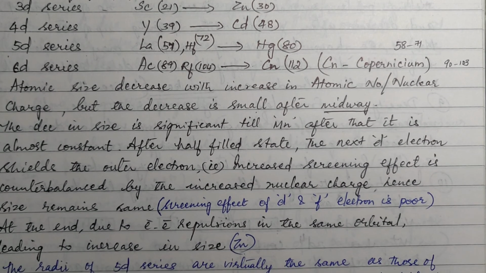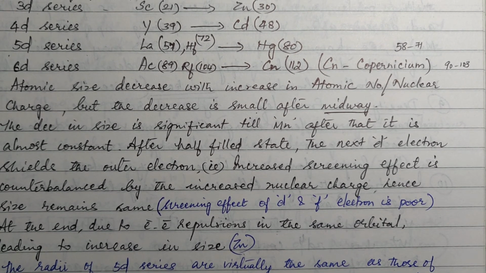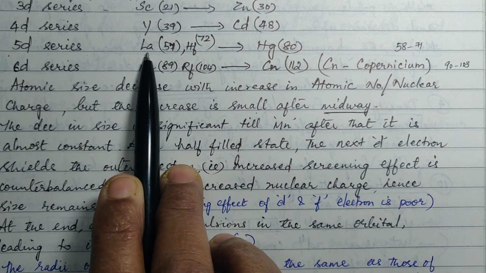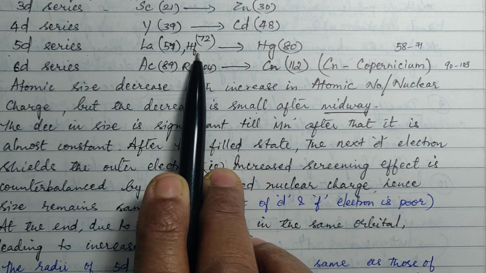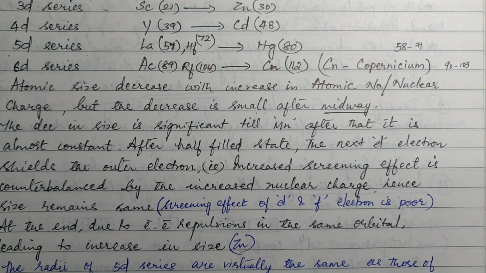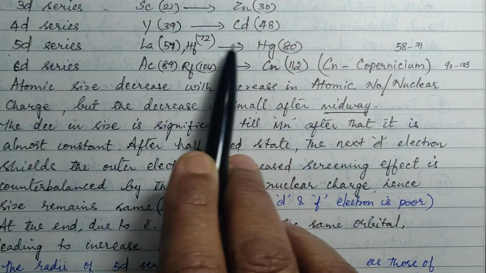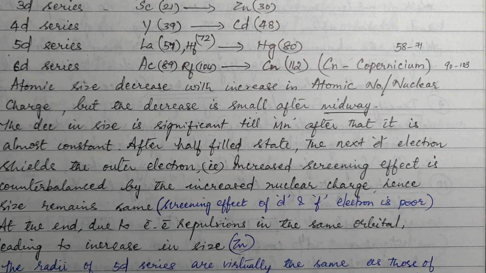Now, the radii of 5d series are almost the same. 5d means you have this lanthanum 57, then followed by hafnium to mercury. This is called as 5d series. And in this series, you will find the radii is almost the same as those of the 4d series. The atomic size of both the 4d series and the 5d series is almost similar.